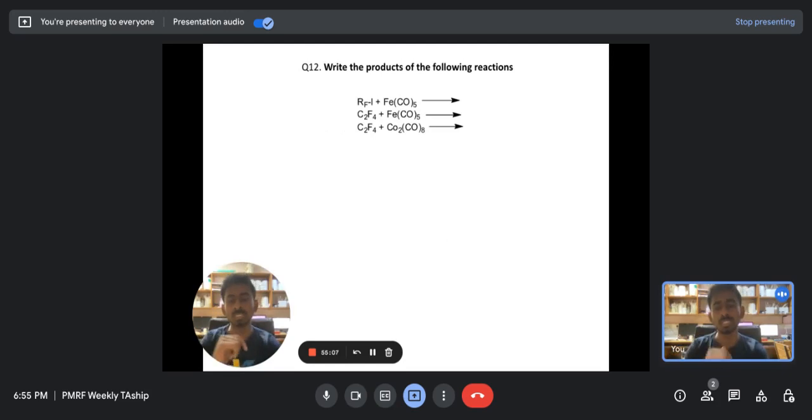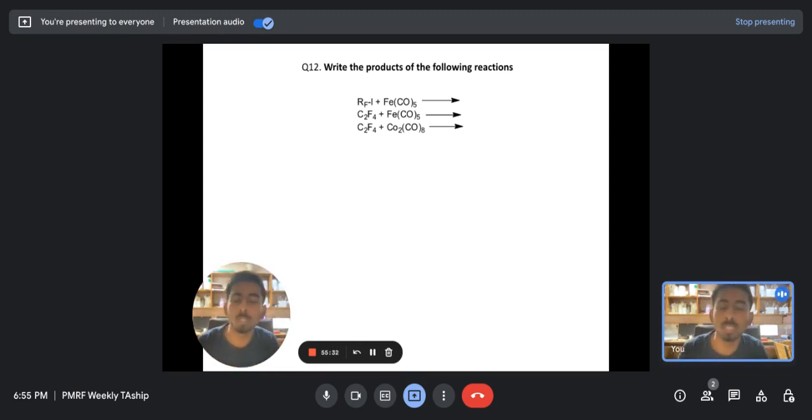So this is the last question I have taken here. In this case, we are actually having three reactions. What happens when each of the reactions takes place? One is the RFI is treated with Fe(CO)5. Second option is the C2F4, that is tetrafluoroethylene, is treated with Fe(CO)5. And the last question is C2F4, again tetrafluoroethylene, is treated with Co2(CO)8, dicobalt octacarbonyl.